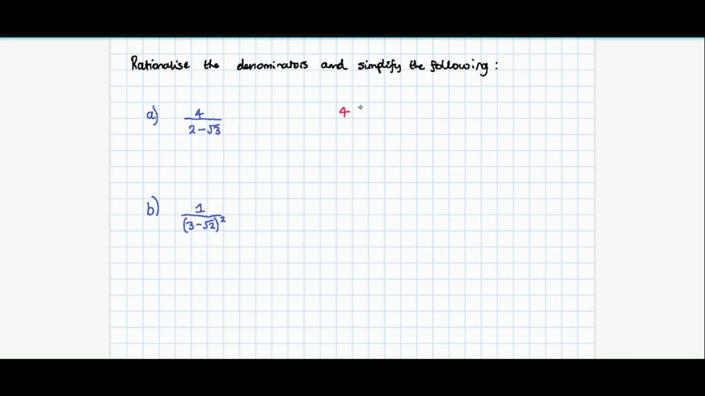So we've got 4, then times 2 plus root 3, over 2 minus root 3 times by 2 plus root 3. So let's expand this top bit here. So that gets us 8 plus 4 root 3. And then this bottom one here, we're going to put in a little brackets here, and we're going to expand it.